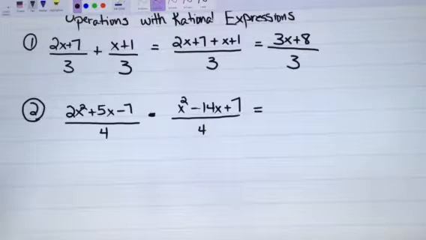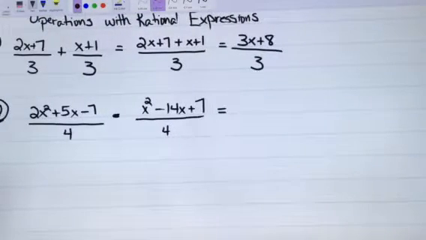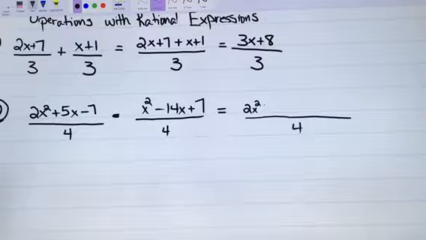Now, if you notice, the second fraction is going to be affected by the operation of subtraction here. We have the same denominator of 4. And if I look at combining numerators, again, I have 2x squared plus 5x minus 7, and I'm subtracting all of x squared minus 14x plus 7.